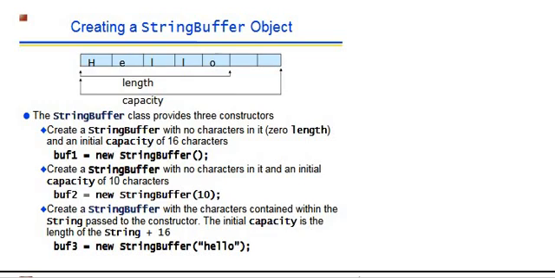Look at example 2. buf2 is equal to new StringBuffer(10). So here we are creating a string with no characters in it and an initial capacity of 10 characters. Look at example 3. buf3 is equal to new StringBuffer("hello"). So you are creating a string using the StringBuffer class. In this type of constructor, the initial capacity is the length of the string plus 16.